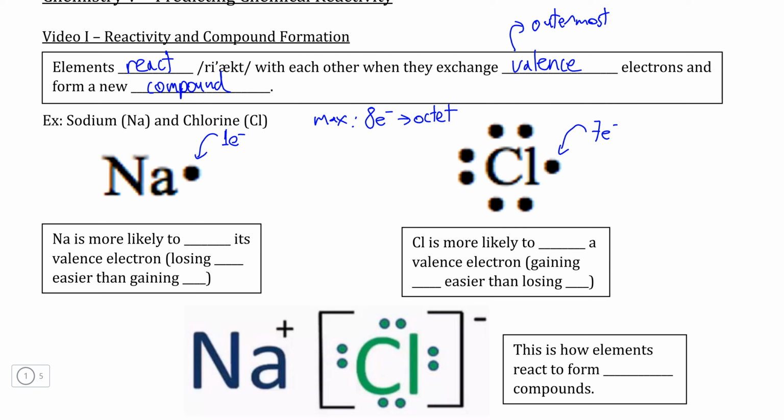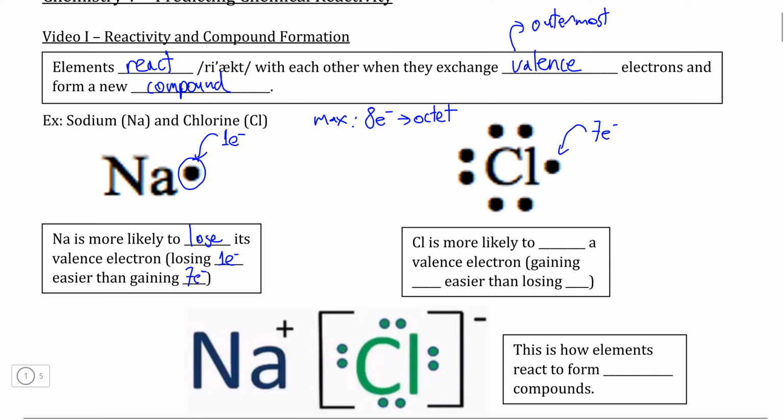Now, let's look at how each element is more easily able to attain an octet, starting with sodium. Remember that the total is 8, so for sodium, giving its one valence electron away is much easier than having to gain 7 additional electrons, because it involves the movement of only one electron as opposed to 7. For this reason, sodium, like pretty much every metal, is more easily able to lose its valence electron than it is to gain.